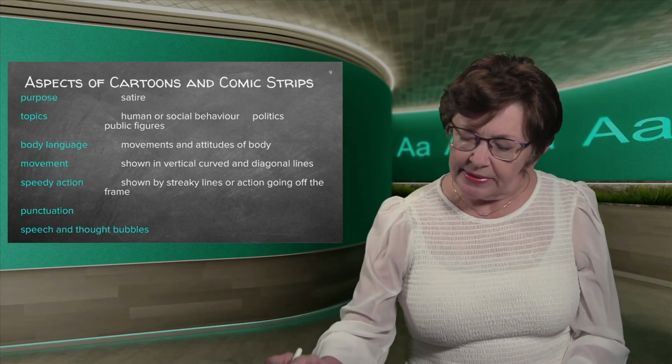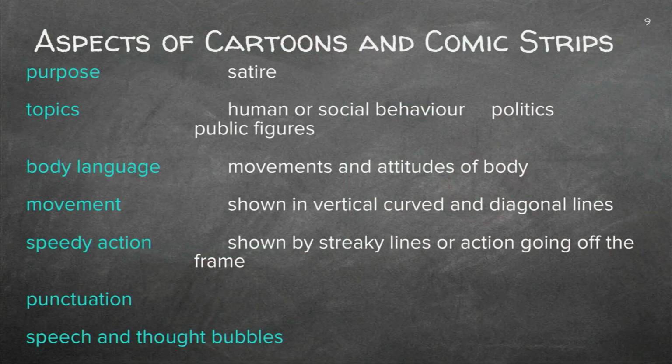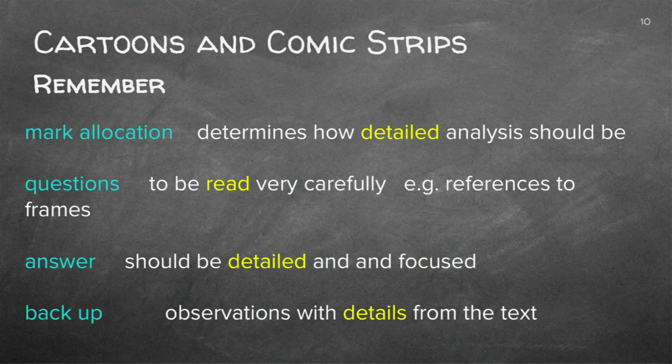So if we look at aspects again, just a quick recap. The purpose might be satire. The topics may be human or social behavior, politics, public figures, something in society that's strange. We've looked at body language, that's the movement, kinesics. We looked at speedy action, where the streaky lines are. You must also look at punctuation. Very often, if they put question marks or exclamation marks, they have a purpose. And we've looked at speech bubbles and thought bubbles.